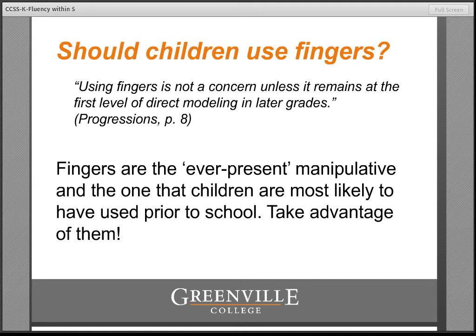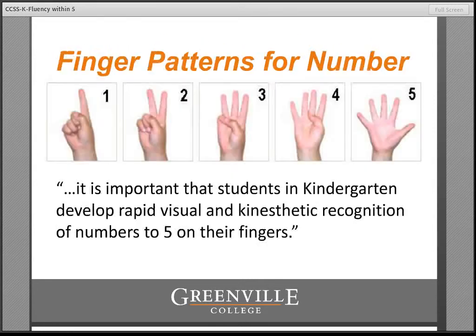And it does have one huge advantage, which is wherever the child is, their fingers are with them. So it's not like snap cubes or some of the other manipulatives where they may not have them with them. They always have fingers. So if they learn how to use those well as a tool, that could be advantageous. In fact, the Common Core authors not only say it's not a problem if children use fingers in kindergarten, they do expressly say in the progressions that they want kindergarten children to recognize rapidly the visual and kinesthetic. So if you say, show me 3, everybody can show 3 on their fingers, just instantaneously without much forethought, for all of these familiar finger patterns up through 5.